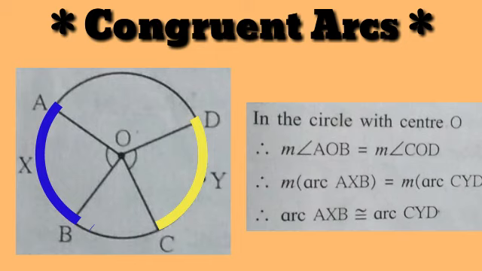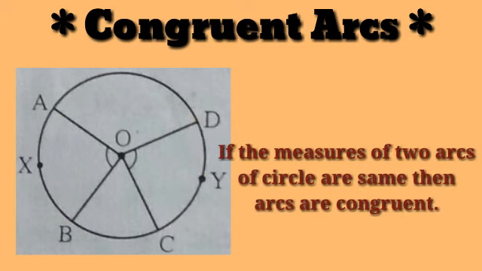So students, from this we can come to the conclusion that if the measures of two arcs of a circle are the same, then the arcs are congruent. It means the arcs which have the same measurement are congruent to each other. So let's use this information in our practice set number 17.2.